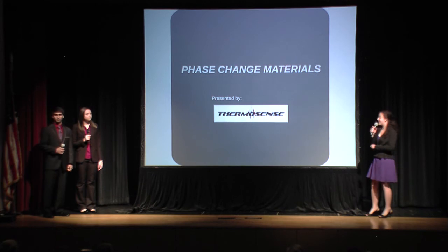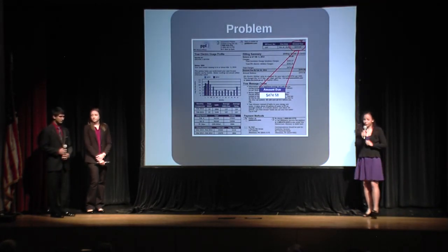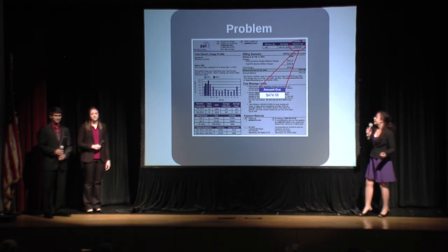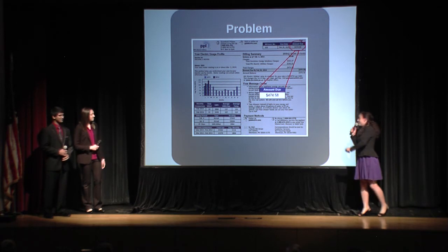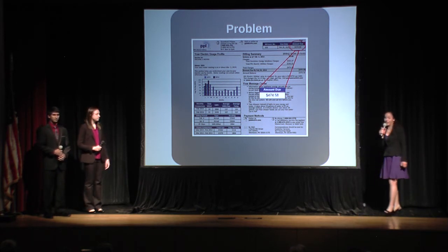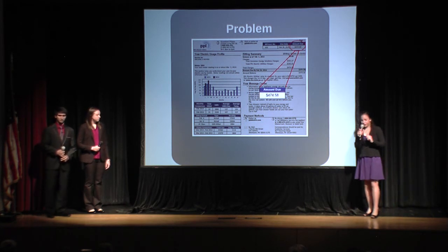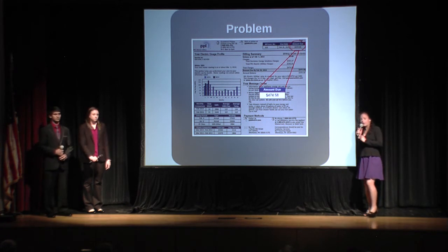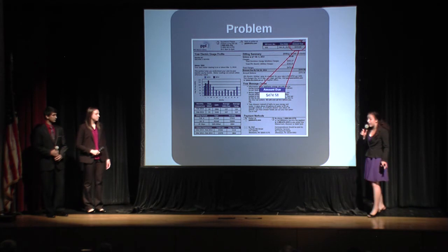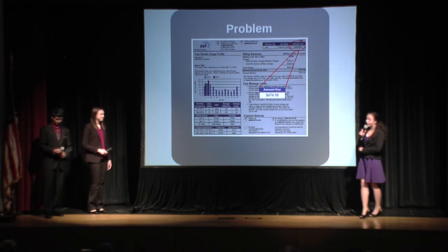We are Team Thermosense. So, how many of you think that you spend too much on your energy bill every single month? Pretty much everyone, right? So here's a sample energy bill that says that someone spends $500 on their electricity every single month. Now, what if you used a phase change material in your home and were able to reduce that price by 20 to 30%, saving about $150 a month? Who wouldn't like that? I think everyone would.